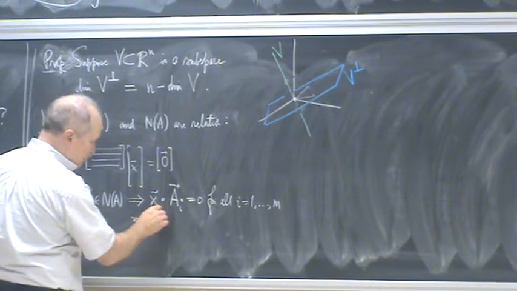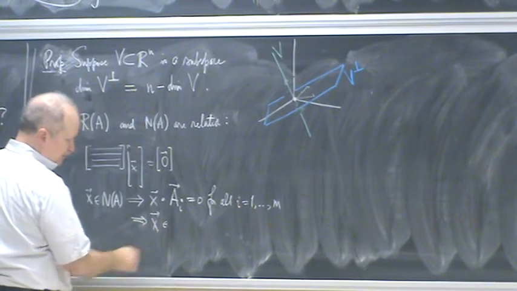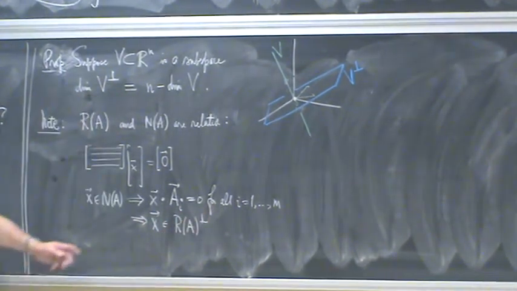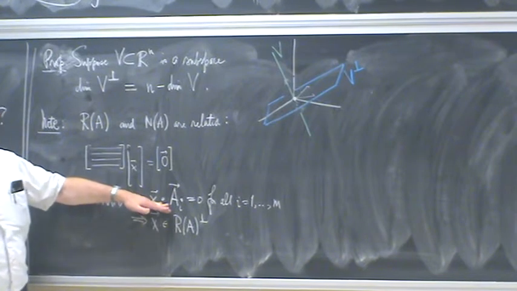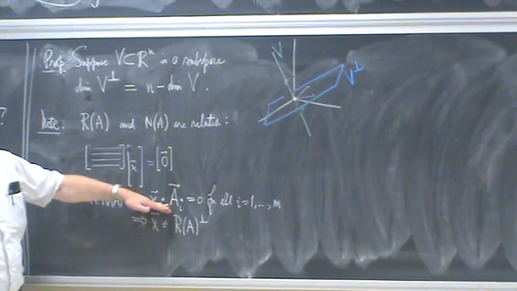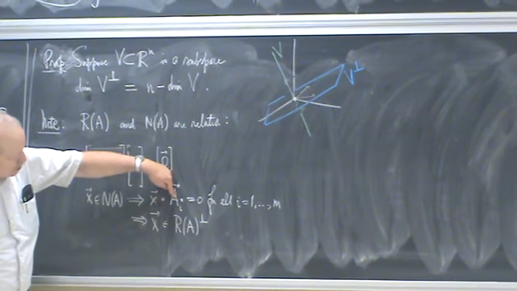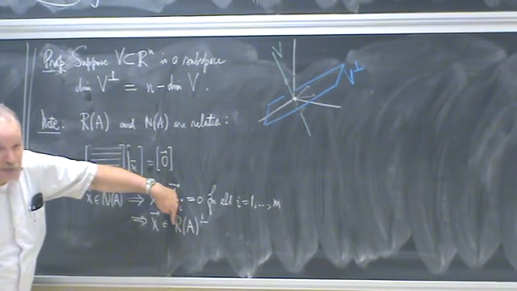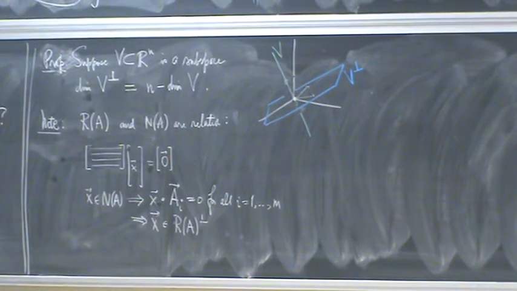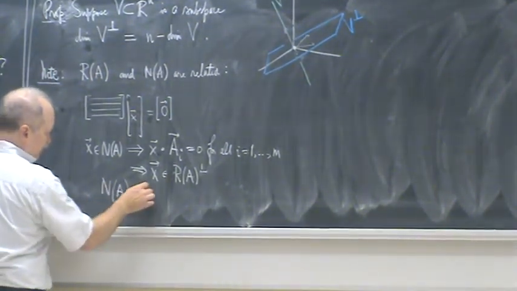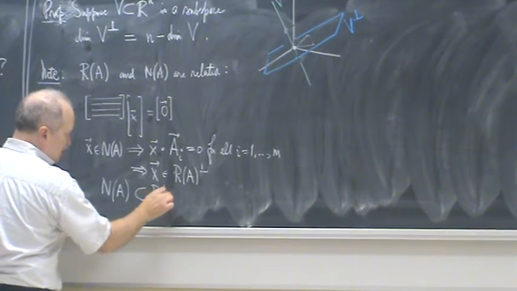So what does that mean? It's in the perp space. It's orthogonal to any linear combination of the rows of A. All right, so you're orthogonal to all the rows of A, which means you're in the orthogonal complement of the row space. So what does this mean? It means that the null space is contained in the row space perp.